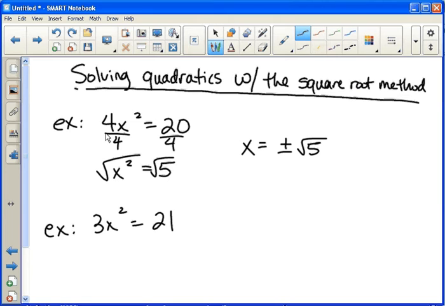And we're just going to leave it as the square root of 5. I don't want a decimal. You don't need to approximate it. Just leave it as the square root of 5. So when you do the square root, make sure you put plus or minus in front of it.